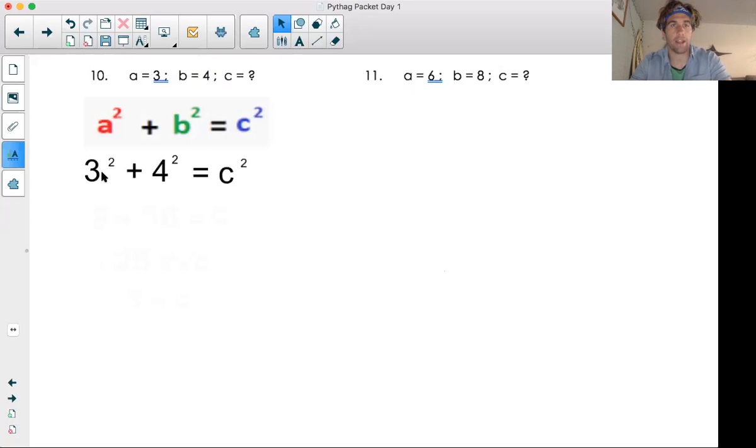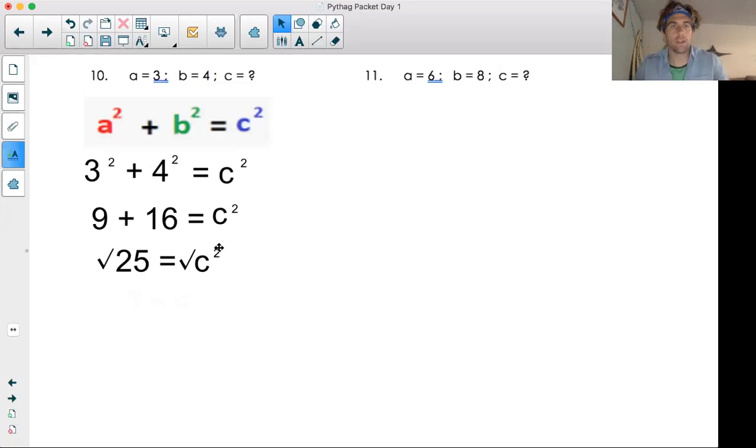If I plug into the Pythagorean theorem, here we go. We get 3 squared plus 4 squared equals C squared. Now, guys, remember, 3 squared means 3 times 3. 4 squared means 4 times 4. When I do 3 times 3, I get 9. When I do 4 times 4, I get 16, and we leave C squared. I simply combine these two because they're like terms, and I get 25 equals C squared.